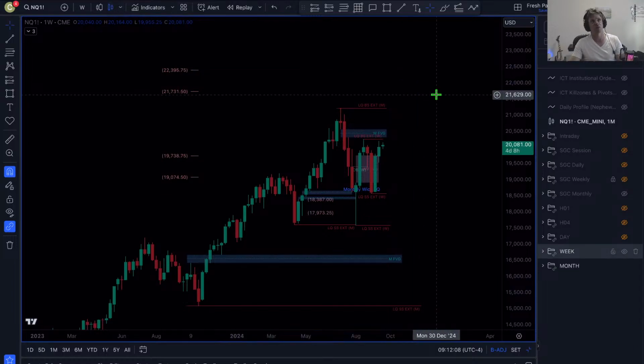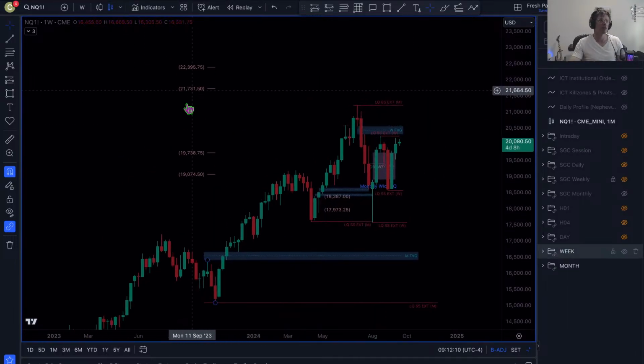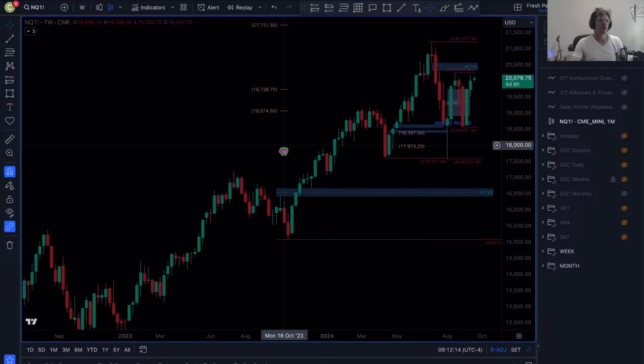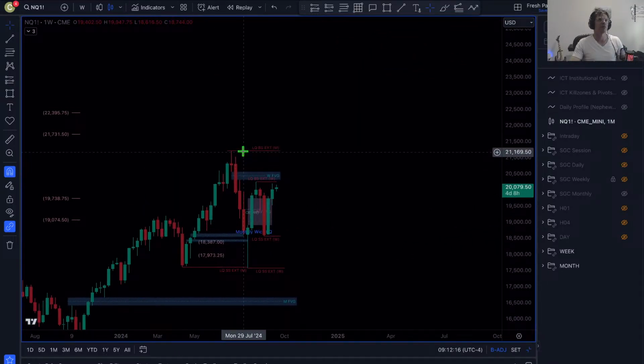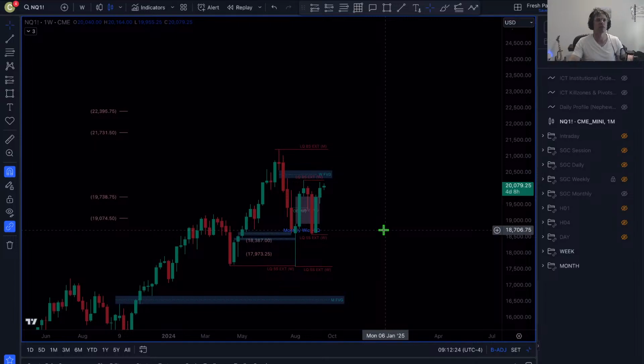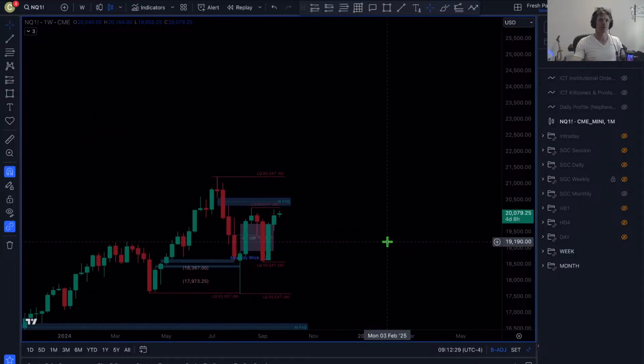So I'm actually not going to put that there. I'll just leave that as a potential target on the weekly. I guess the point is that it's possible that we don't get all the way up there, that the monthly wick that we saw just is enough to take out the high from last month and then come back down, and that we might really be rolling over. So we'll see.